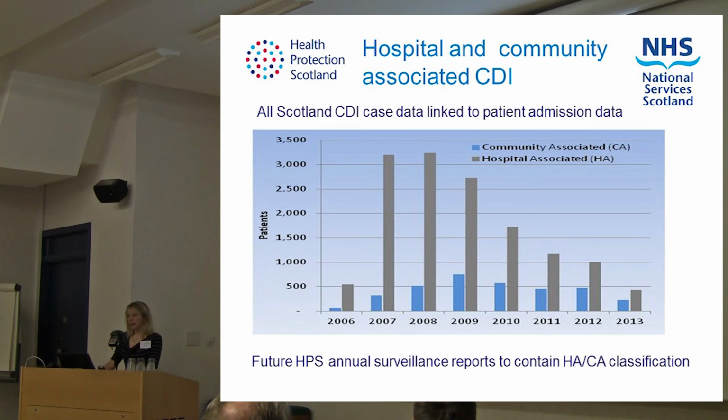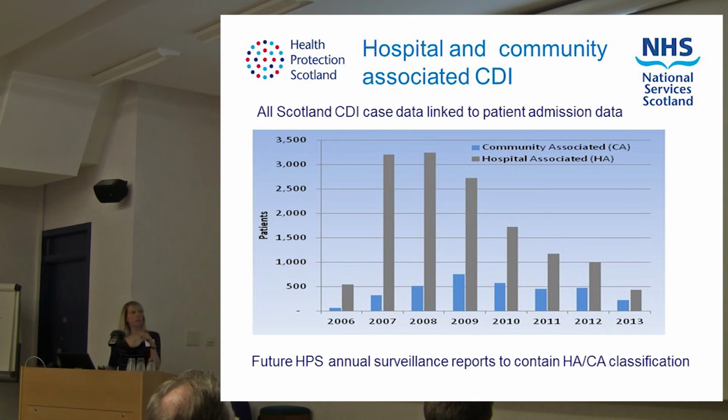So, in using those data sets, we were able to look in more detail at national surveillance of Clostridium difficile infection. These data show the number of cases of C. diff over the time period there, 2006 to 2013. Previously, all Health Protection Scotland knew was how many cases you were getting. But in linking those data to the hospital admission and discharge data on those patients who had C. diff, we can determine how many were contracted within the healthcare setting and how many were contracted in the community.